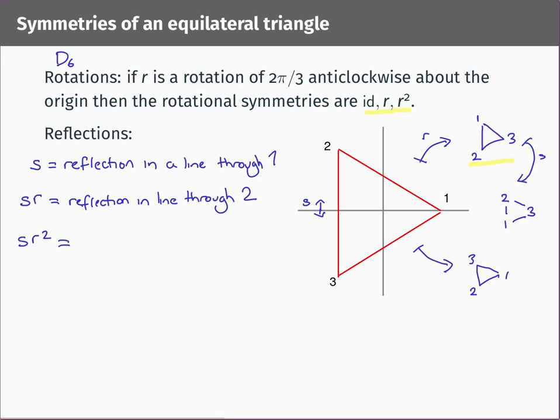Similarly, if you do the same sort of thing for SR squared, so just work out what happens to the vertices, then you'll see that what we get is a reflection in a line through 3. So that gives us all of the elements of this dihedral group D6.